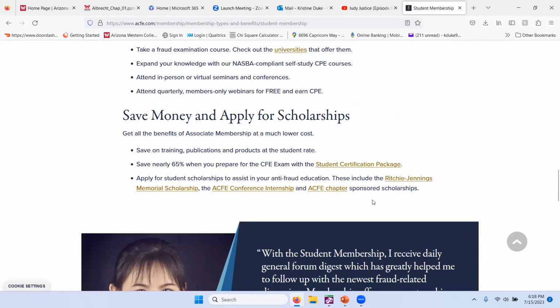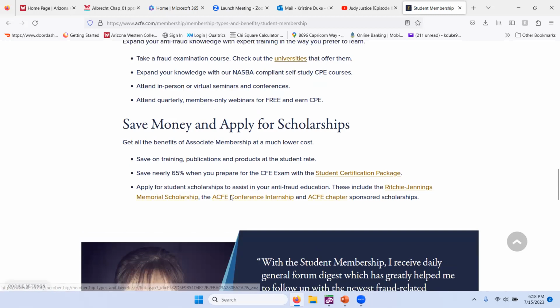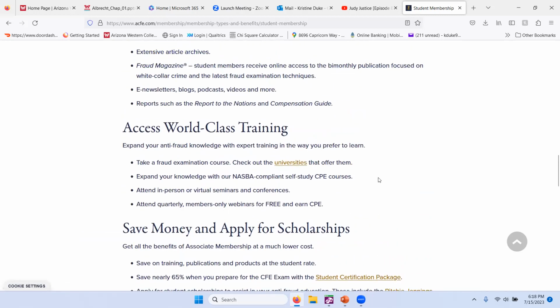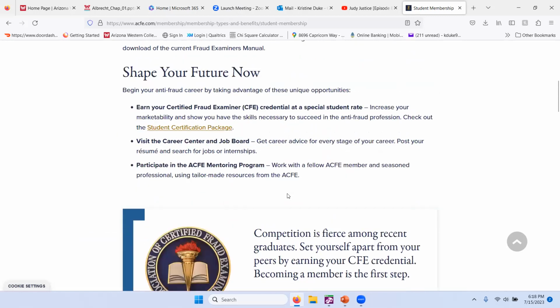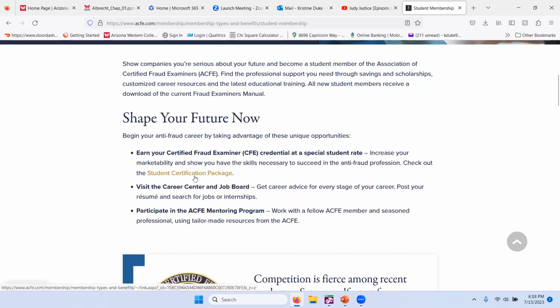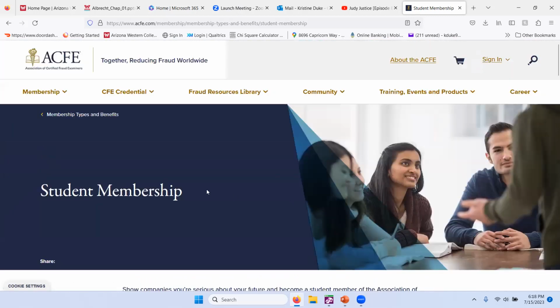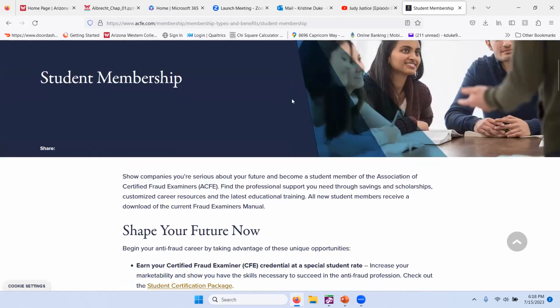Another thing I do want to point out, they do have scholarships. They have a conference internship. You can be with a chapter, and there's world-class training. Okay. So you can go in and I think you get a discount on your CFE examination.